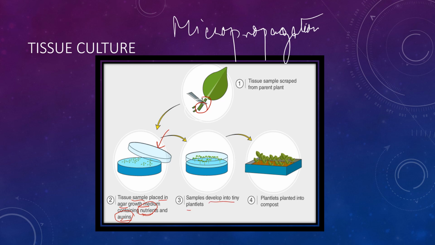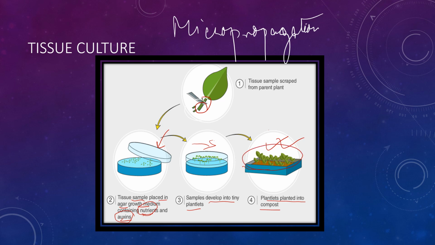Now samples develop into tiny plantlets. What are plantlets? They are mini plants. These plantlets are then put into compost. Small parts of this callus are put into another medium containing the hormones, forming the plantlets. As these plantlets are formed, they are transplanted into different soils and pots to grow into individual mature big plants, right? So an unlimited number of plants can be produced, because from tissue culture we can produce a huge number of plantlets.